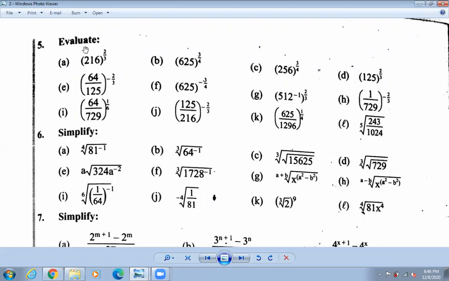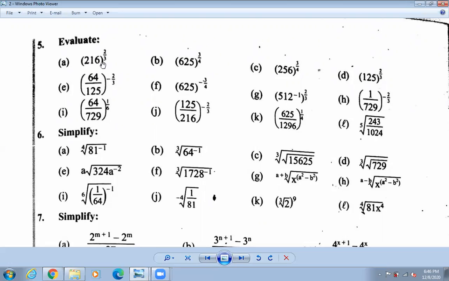Number 5, evaluate. Evaluate means you need to get the smallest value of the number. You either divide, multiply, apply a power, or take a root, and then after simplifying everything you need to get the smallest number. That is called evaluation. So what to do in this case?